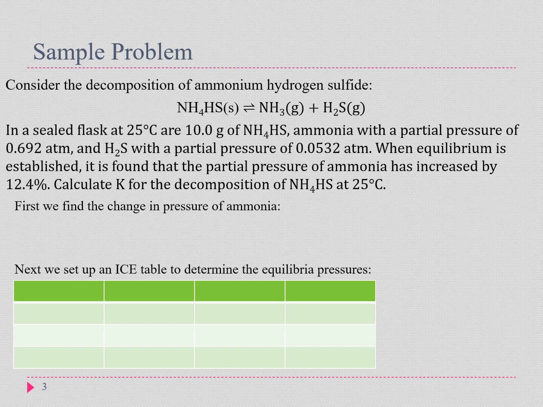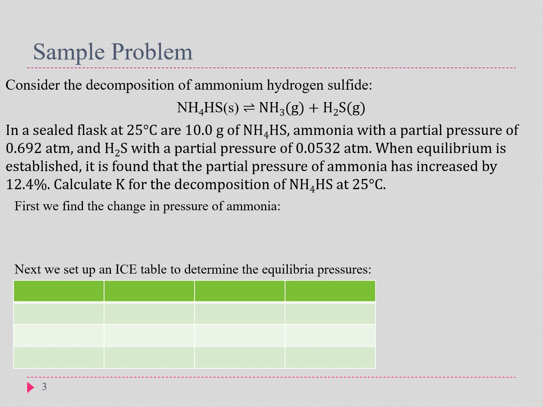Well, let's work a sample problem where we take some ammonium hydrogen sulfide, and it's going to come to equilibrium with some ammonia and some hydrogen sulfide gas. We have some ammonia and hydrogen sulfide in our flask, and it says when equilibrium is established, it is found that the partial pressure of ammonia has increased by 12.4%. We want to calculate K for this.